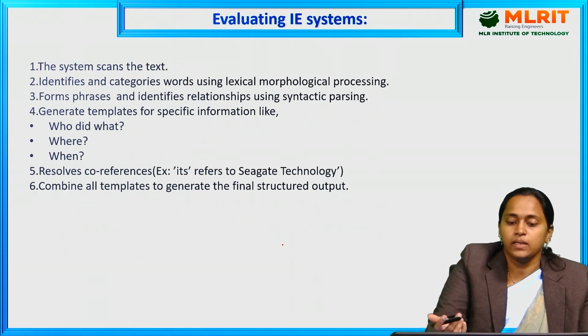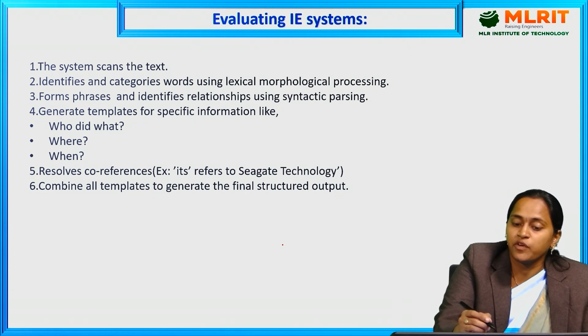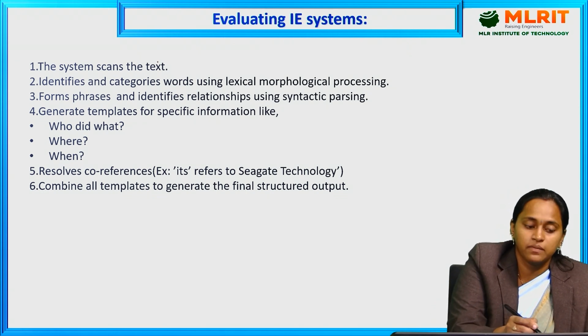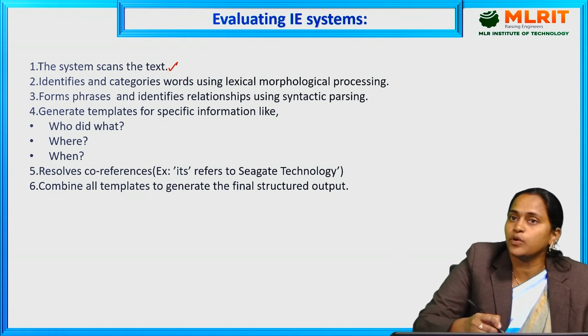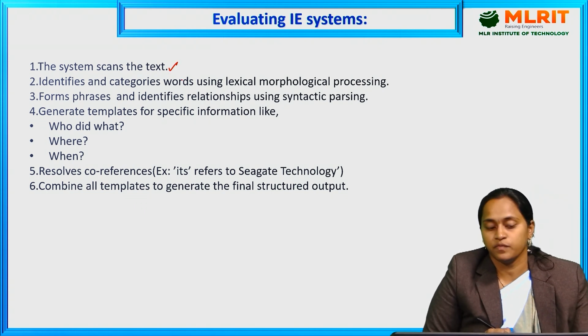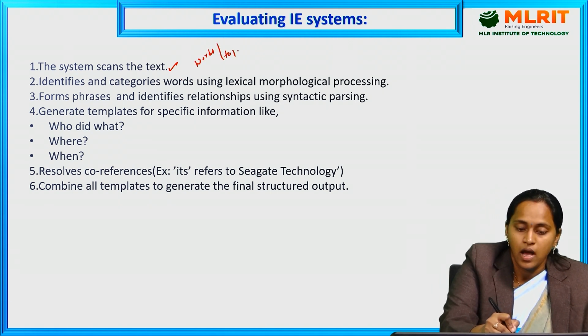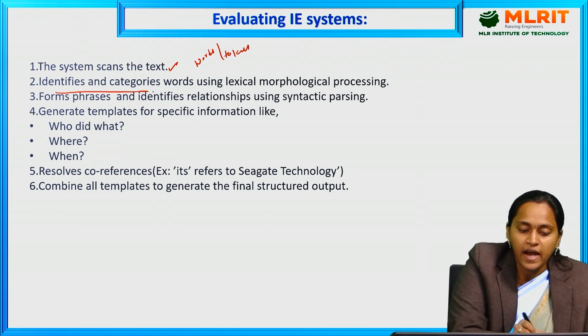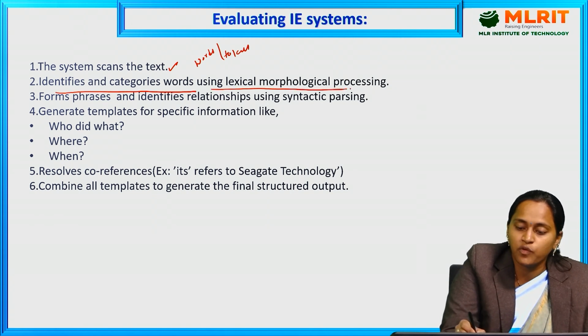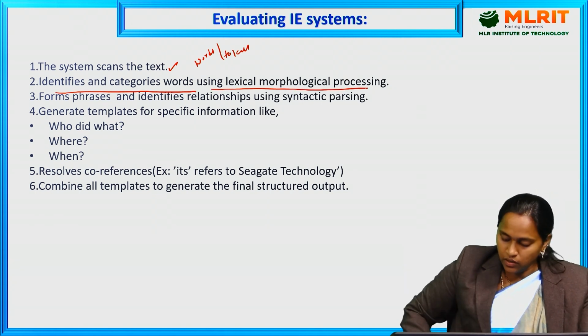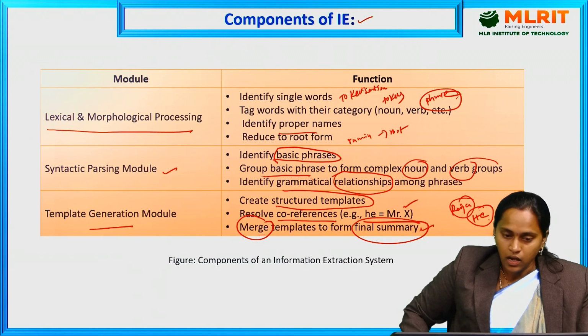Let's see here how we are evaluating information extraction systems. Let's see step by step. First, the system scans, that means tokenization. In tokenization, we are dividing the sentences into words, which means tokens. After that, identify the category of the word using lexical and morphological parsing. We already discussed this, the components.